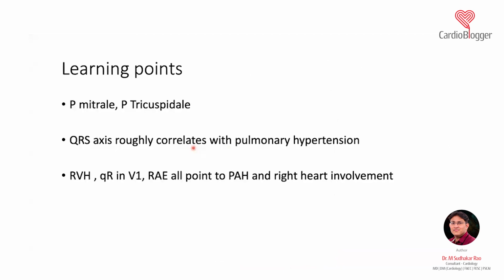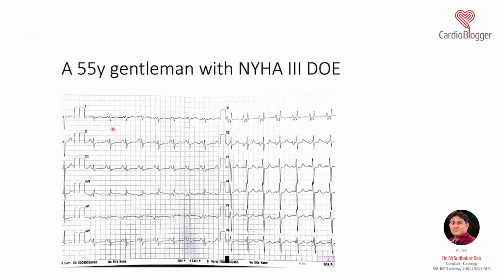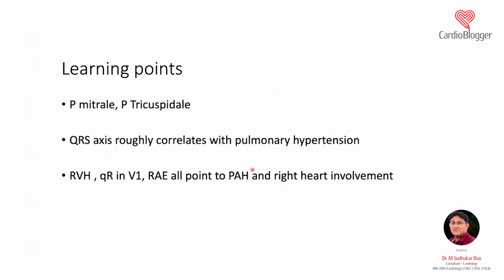So the learning point from these two ECGs is that this patient has both P mitrale and P tricuspidale, that is, P pulmonale. QRS axis roughly correlates with pulmonary hypertension. As I told you, lead 1 is negative, aVF is positive. So there is a right axis deviation, which means that there is some form of pulmonary hypertension in this patient.